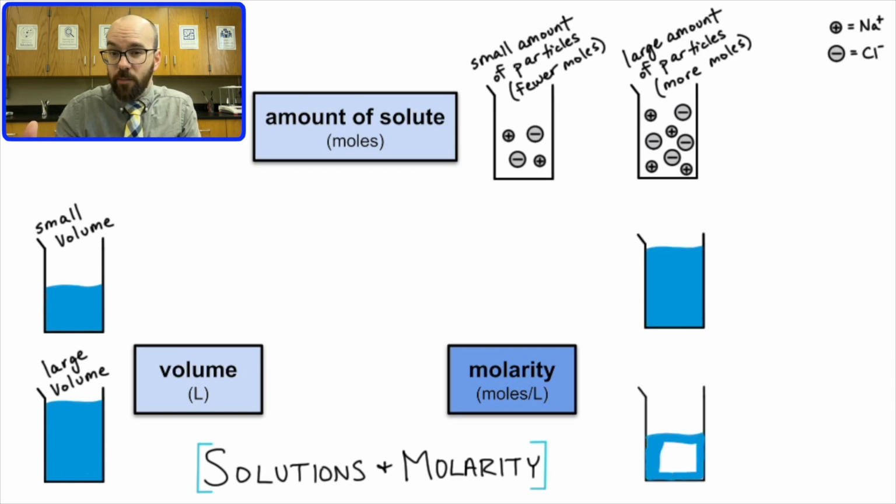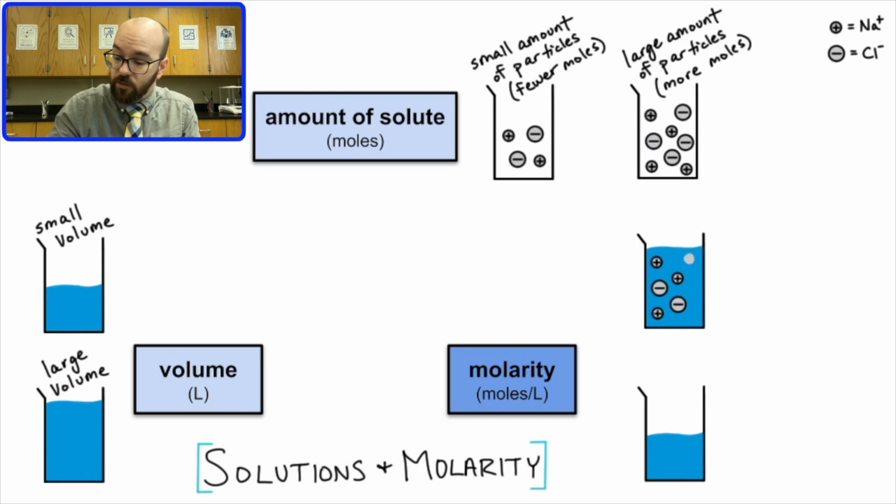And so molarity is going to be a little bit more complicated because it's a ratio. It's going to be a ratio of the moles of solute per liter of the solution. So if we had more moles, we'd have a greater molarity. Or if we had a smaller volume that those moles are dissolved in, then we would have a greater molarity as well. Let's take a look at a few diagrams to explore this.